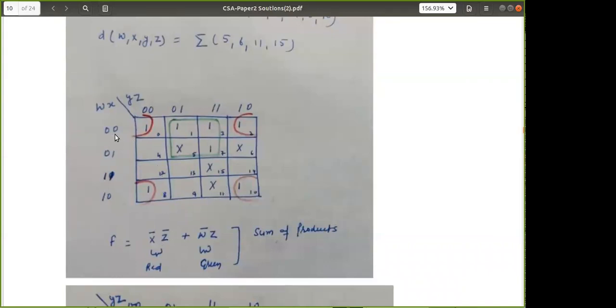Here the value in red is 0 0 and 1 0. So what is changed? W is changed, so W is cancelled, and X is 0. We write in terms of complement because we are writing in terms of ones, so here we write X complement. Similarly for YZ, here the value is 0 0, and here the value is 1 0. So the Y value is cancelled because it is 0 here and 1 there.